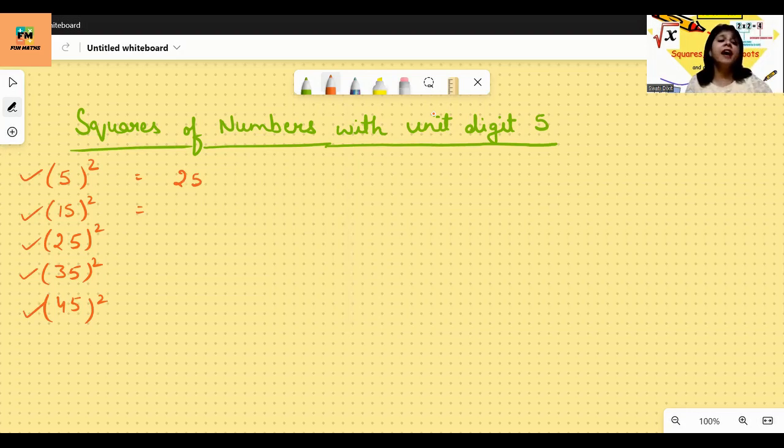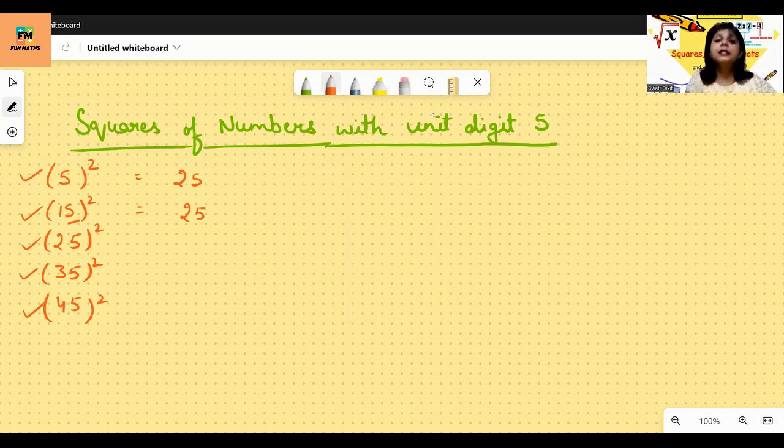All right. Then we have 15 square. Now we have two ways. Either we should know the table of 15, or we will multiply 15 by 15. So definitely it will take time. So what can we do? Simply, we know the square of the digit at the ones place, that is 5, which is 25. Let me write that 25 as it is.